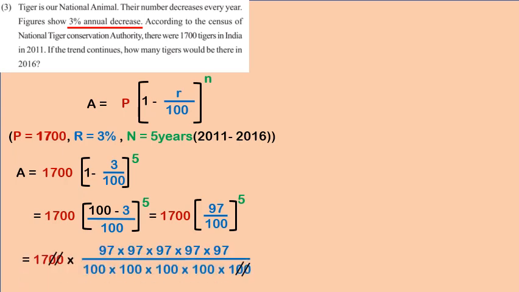Then simplify, we will get 1,459.84, which is equal to 1,460. So we can say the number of tigers there would be in 2016 is 1,460. Okay children, hope it is clear to you.